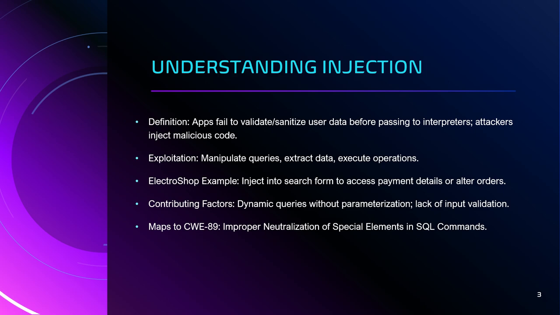Understanding injection. All right, let's break down what injection really means. Injection flaws occur when applications don't properly validate, filter, or sanitize user-supplied data before feeding it into interpreters, such as databases or command shells. Attackers can then inject malicious code to manipulate queries, steal sensitive data, or even execute arbitrary operations on the server. For ElectroShop, imagine an attacker slipping code into our search form, something as simple as appending OR 1=1 to a login query, which could bypass authentication and grant access to customer payment details, or could even let them tamper with order records.